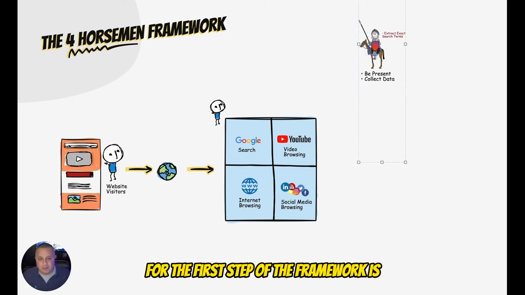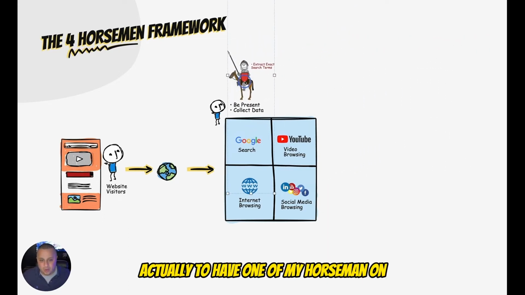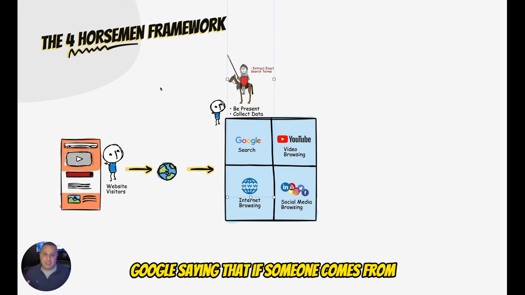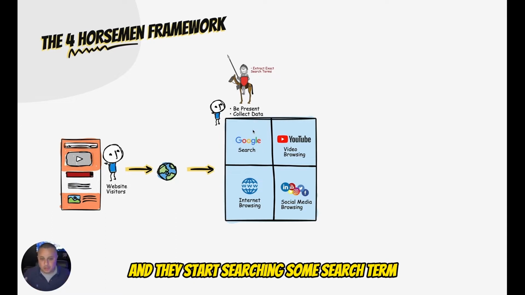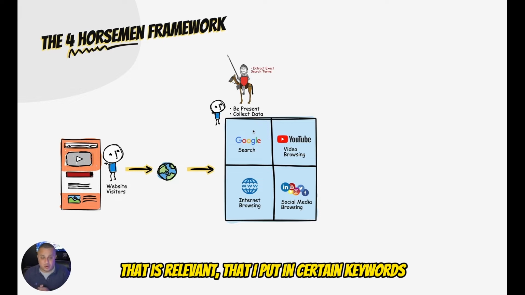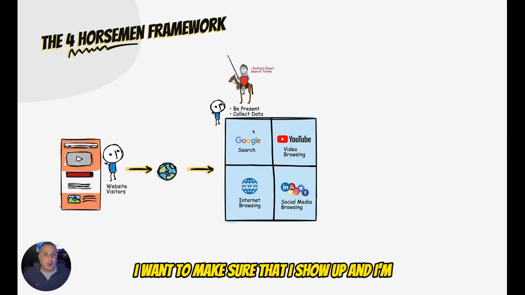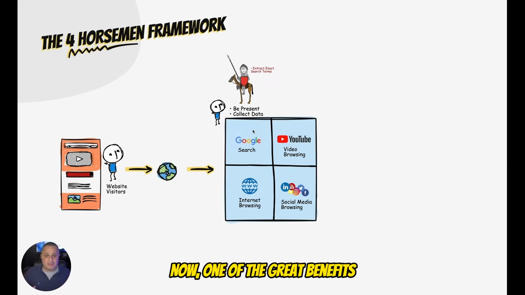The first step of the framework is to have one of my horsemen on Google, so that if someone comes from my website and goes into Google search and searches a term relevant to my product or service, with the keywords I've put in, I show up and I'm present when they're typing these things in. One of the great benefits is, yes, you're retargeting, so you're always going to be present for them. But the other piece is that now you're collecting data.